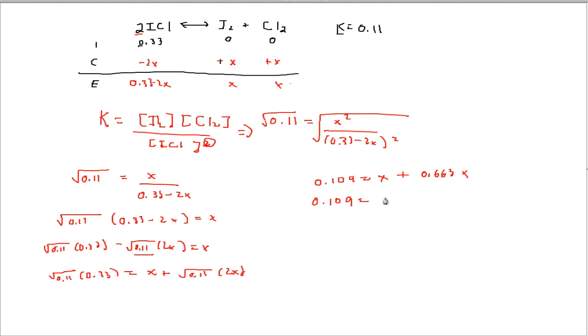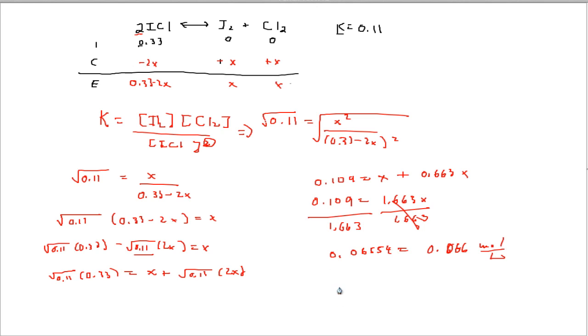0.109 is equal to 1.663x. We're going to divide both sides by 1.663. So when we plug in the calculator, 0.109 divided by 1.663 gives us 0.0554, and we round that off as 0.066 moles per liter. Okay, and that's the value of x.